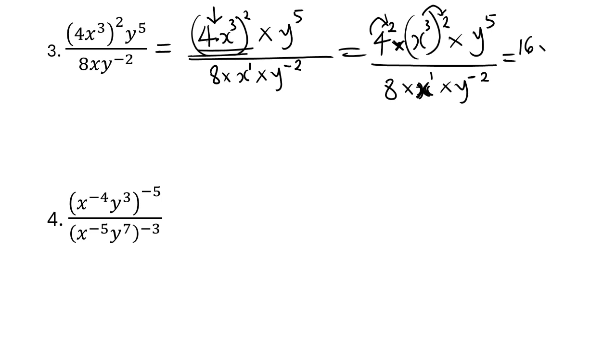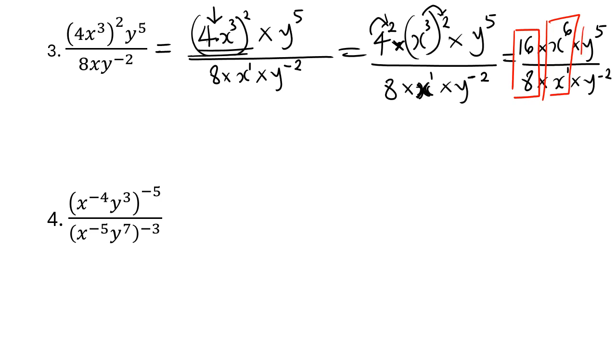Okay, so it'll be times x to the sixth power times y to the fifth power, all of that divided by 8 times x to the power 1 times y to the negative 2. What I'm trying to do here is make sure that I keep the like terms together. Look what I'm doing: x is to x, y is to y, and the numbers are to the numbers.